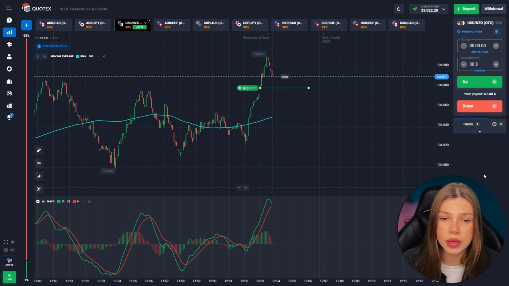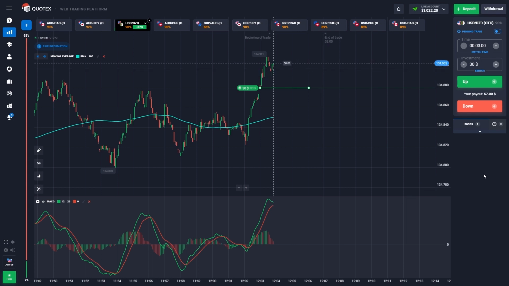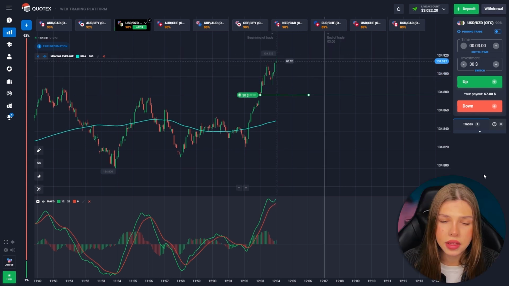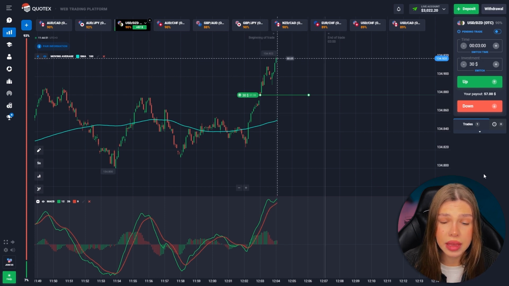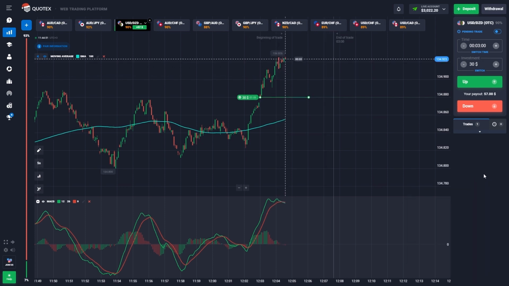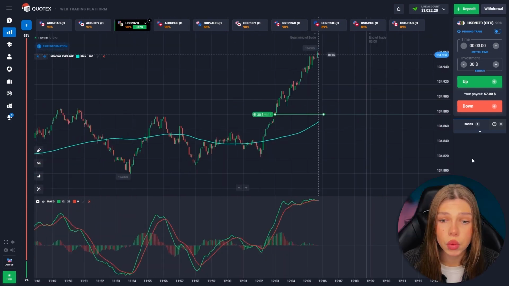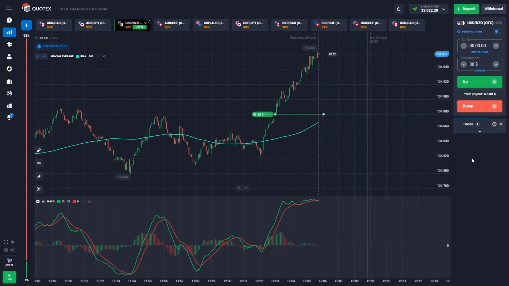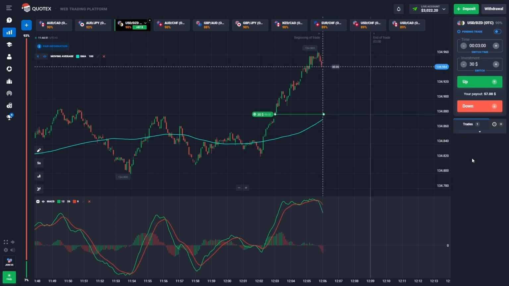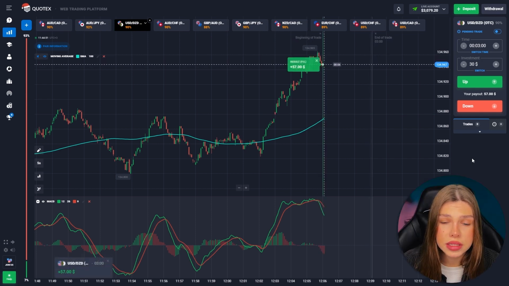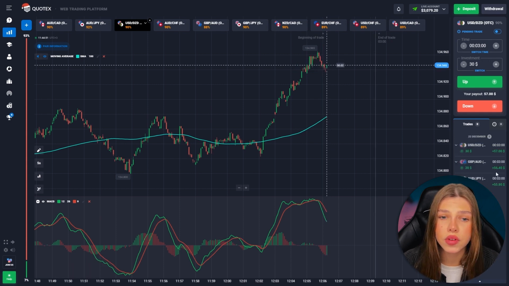This is exactly what is happening. And here is the continuation of the impulse itself. The time is coming to an end and we have no preconditions for a loss. Okay, the trade closes in profit again, and here is our trade on this strategy.